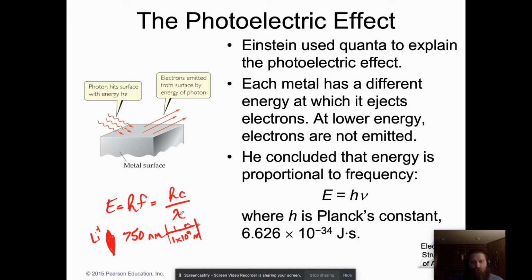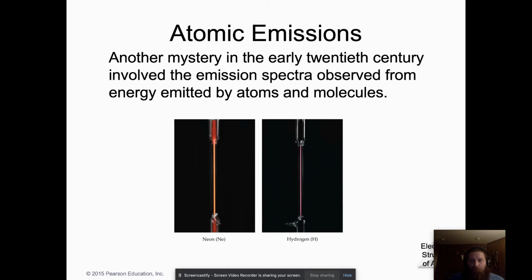That'll give us some number of meters, and then Planck's constant is in joules times seconds. C is in meters divided by seconds, and lambda would be in meters. So everything would cancel out except joules, and we'd be left with the energy of that specific photon. This helps us explain things like atomic emissions, all right?